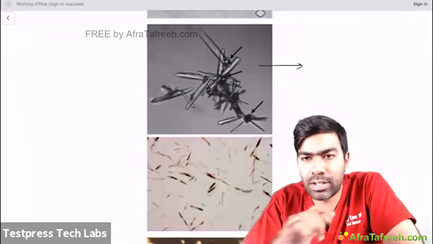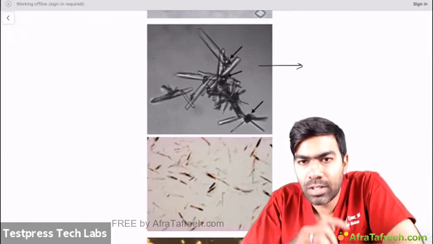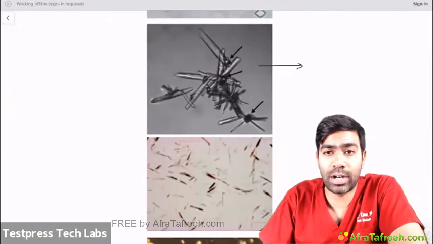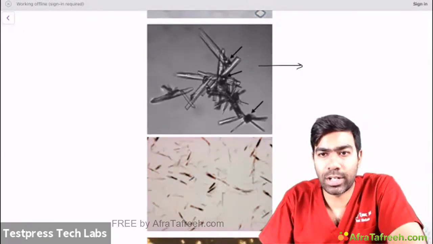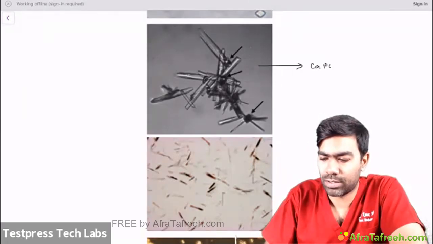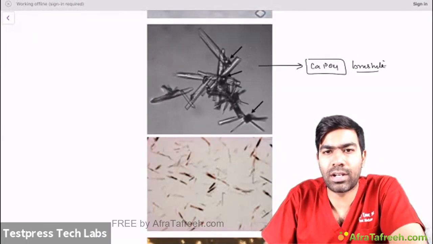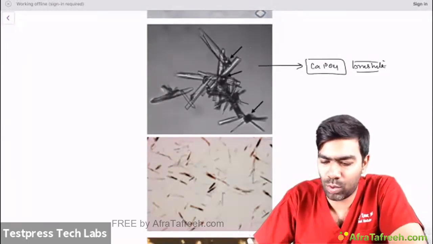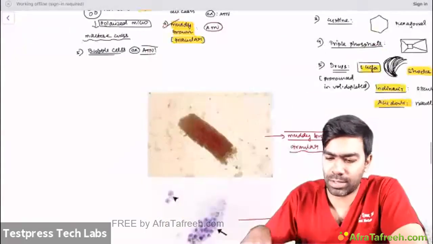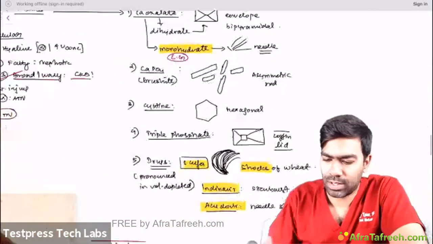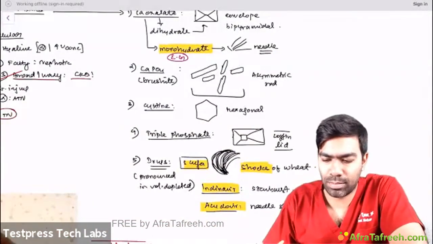We discussed that already. Yes, this is monohydrate crystal. I mean, this is not monohydrate. These are brushite crystals, calcium phosphate. I told you, asymmetric rod-like shape. We drew it already. I think we drew the exact same picture. Asymmetric rod-like structures, brushite crystals.